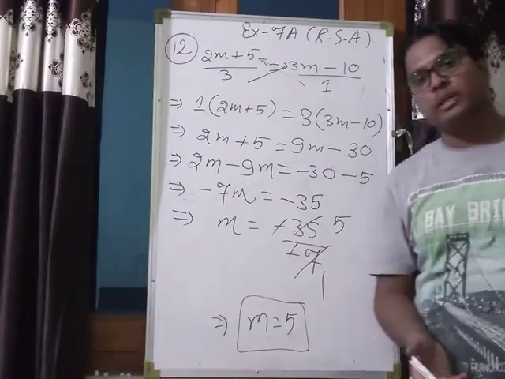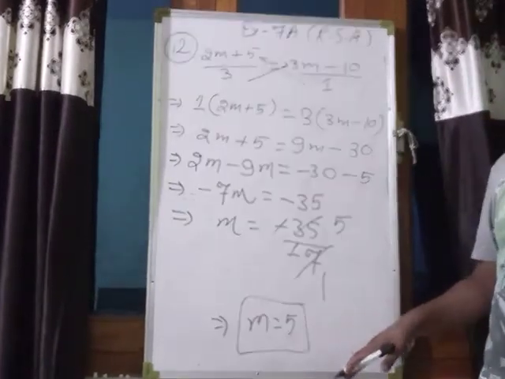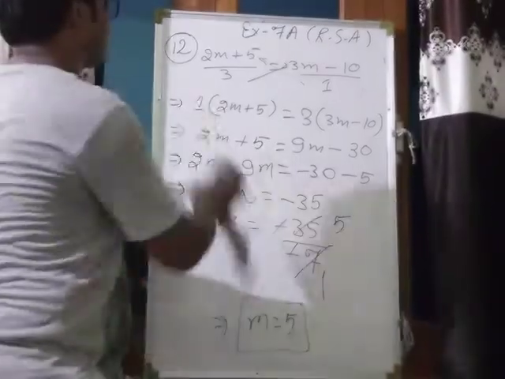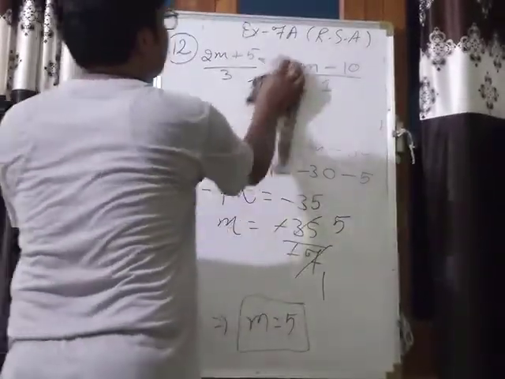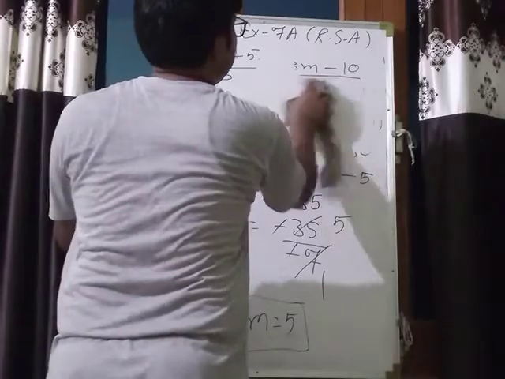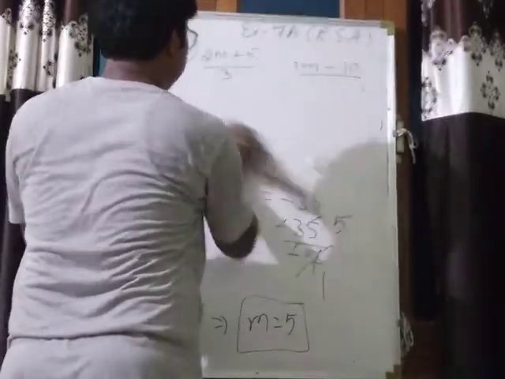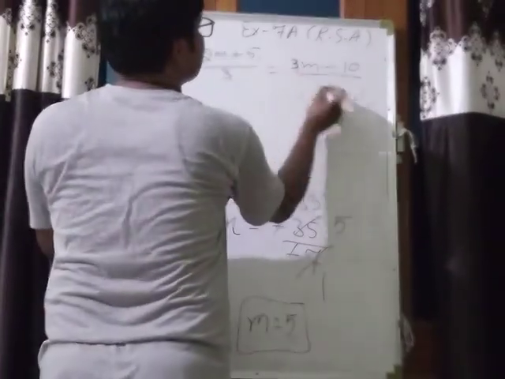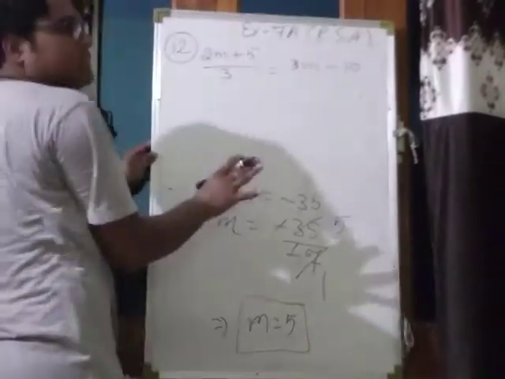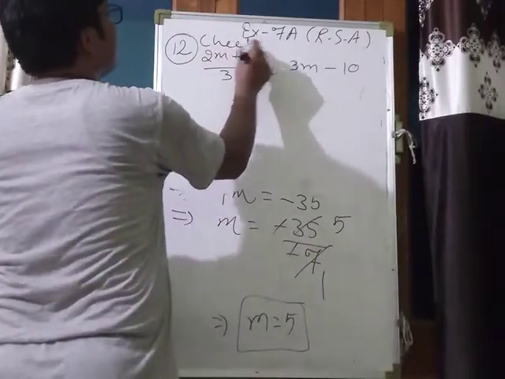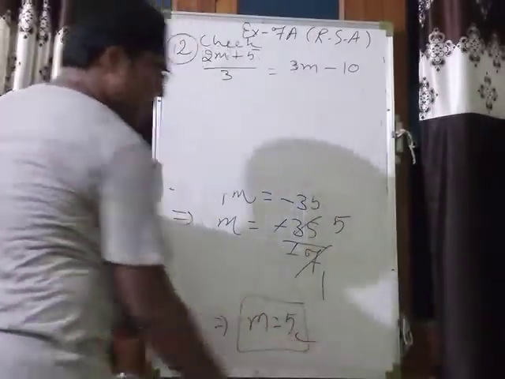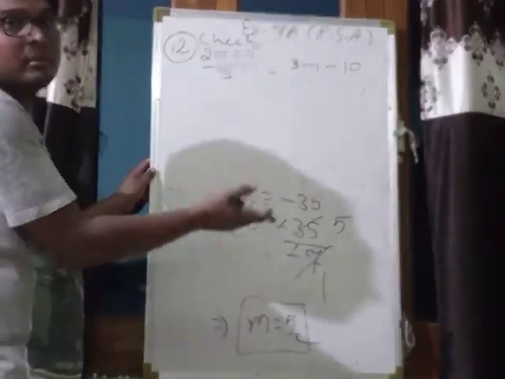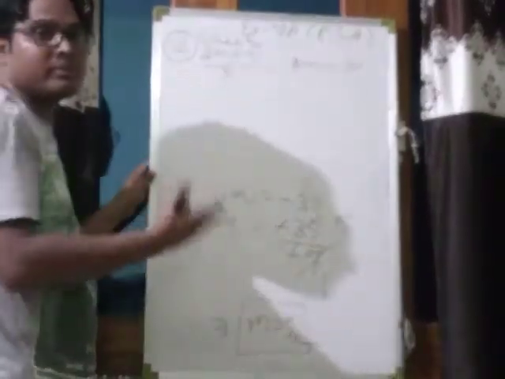Now I am going to check that this answer is correct or not. So our equation is this one. Okay, this one is our equation. Now I am going to check this, and value of m becomes 5, and I am going to check that this value of m is the correct solution of this equation or not.